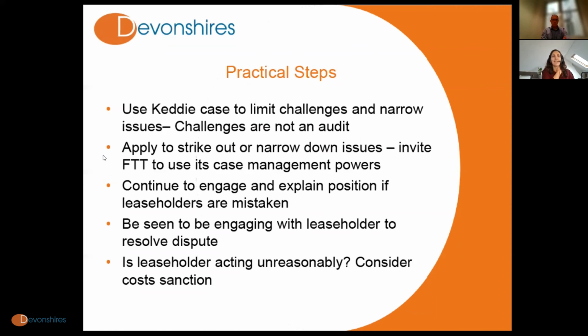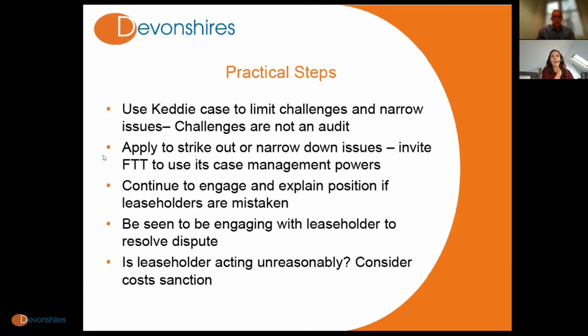Having said that, issues should be narrowed where possible, and the overriding objective can be used to try to narrow those issues. You should try to continue to engage and explain the position to leaseholders. So try to keep your process open, try to make them understand what you've done and why you've done it, try to be transparent and engaging at all times.